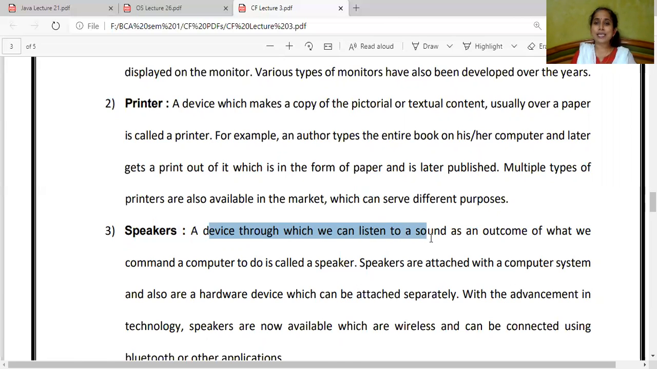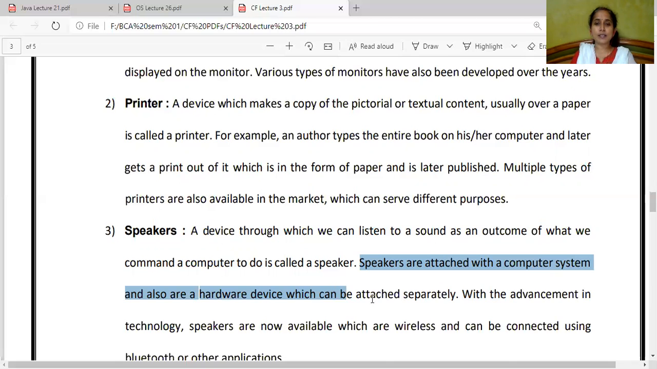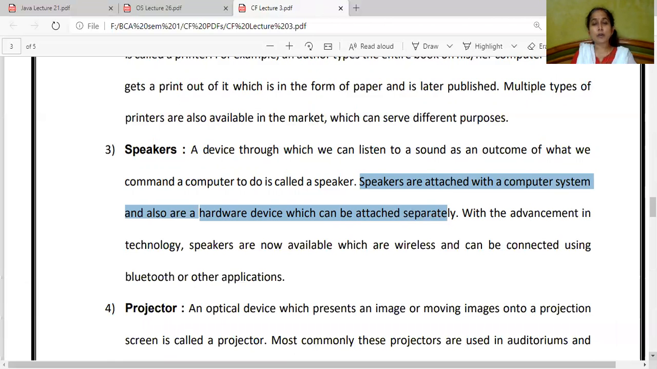A device through which we can listen to sound as an outcome of what we command a computer to do is called a speaker. Speakers are attached with computers and are also a hardware device which can be attached separately. कई बारी आप लैपटॉप या कंप्यूटर्स यूज करते तो बिल्ट इन स्पीकर्स आते हैं, बट उनका लिमिटेशन होता है एज फार एज क्वालिटी ऑफ द साउंड आउटपुट इज कंसर्न. सो हियर वी कैन हैव एन पेरिफेरल डिवाइस लाइक एक अच्छे बोट के या लेट्स से बोस के स्पीकर्स वी कैन यूज JBL के to have a better output in terms of audio is concerned.